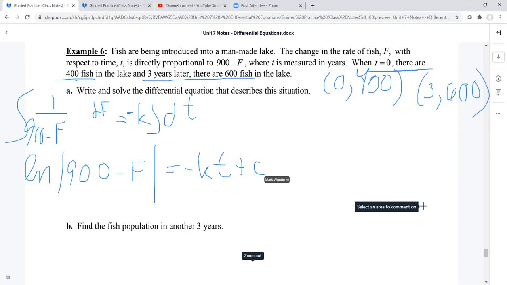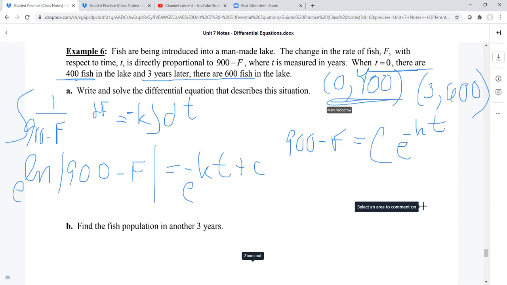So again, I'm going to do e to this power and e to this power. So again, I'm going to have 900 minus f is going to equal some c again, because it was e to the c, that goes in front, times e to the negative kt power. So there's my problem. And when I plug in this 0, 400, that's going to give me that c is 400. So I'm going to erase this c again. I'm going to stick 400 in there, just like I showed you on the first several problems. So 400 goes in there.